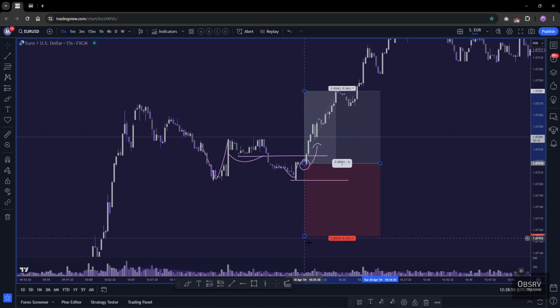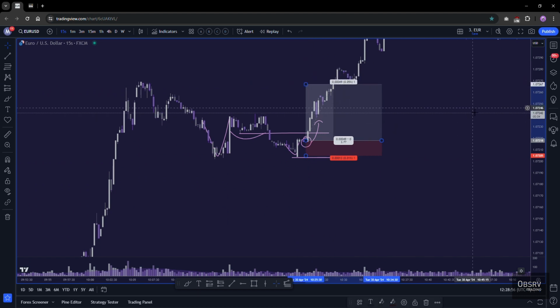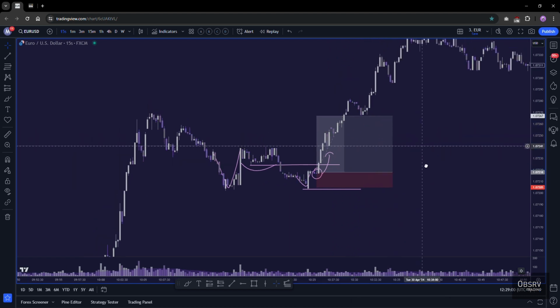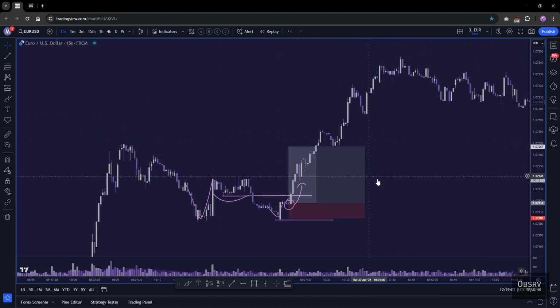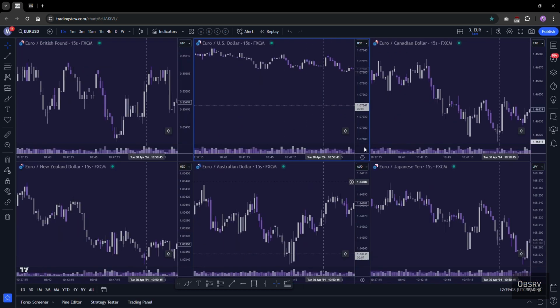Very similar to the second entry on EuroCAD. Yeah, 1 to 3, 1 to 4. That would have been better. I could have probably used this for an entry on EUR CAD as well, but I wasn't looking at this chart at the time. And that's it really.